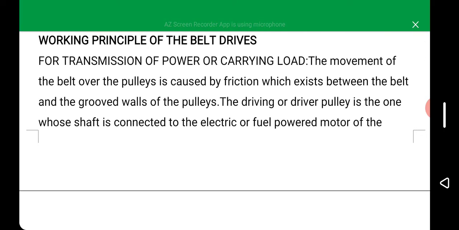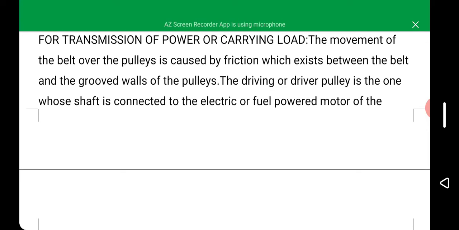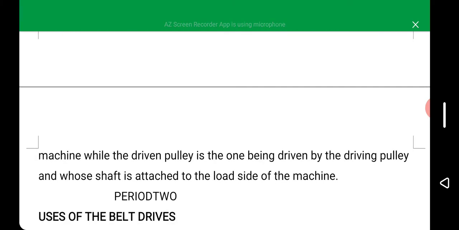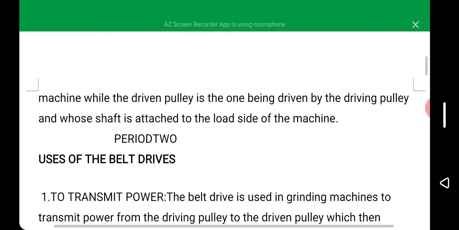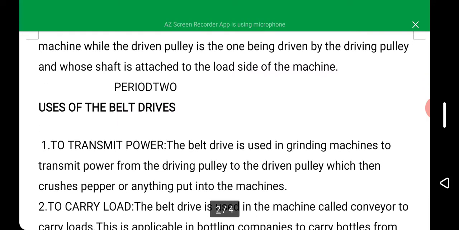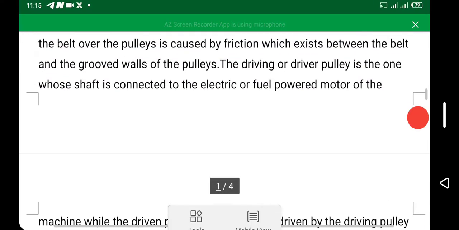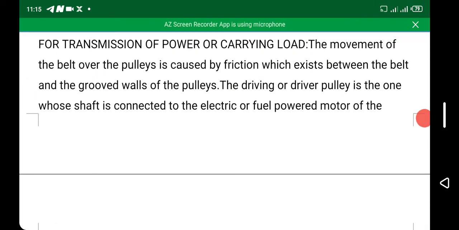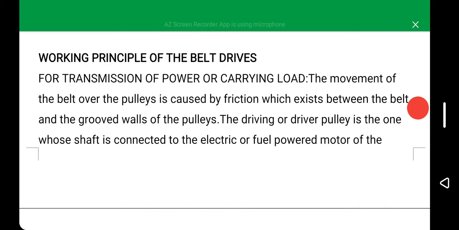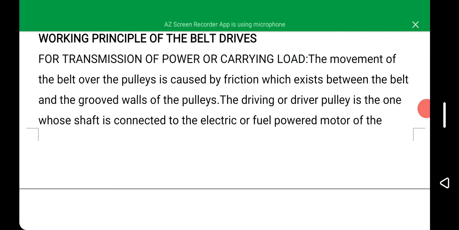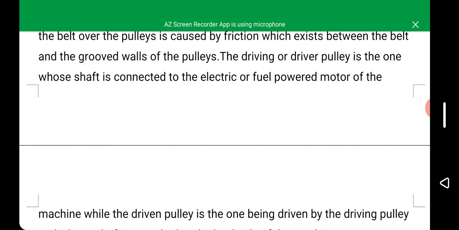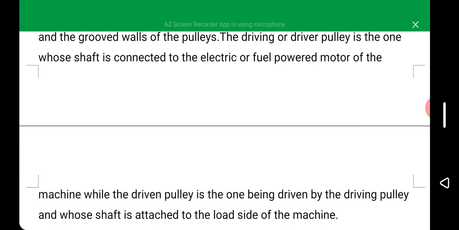The driving or driver pulley is the one whose shaft is connected to the electric or fuel powered motor of the machine. While the driven pulley is the one being driven by the driving pulley and whose shaft is attached to the load side of the machine. So we are trying to differentiate between the driver pulley and the driven pulley, because we have two types of pulleys in that belt. The driver pulley is the one whose shaft is connected to the electric or fuel powered motor of the machine.